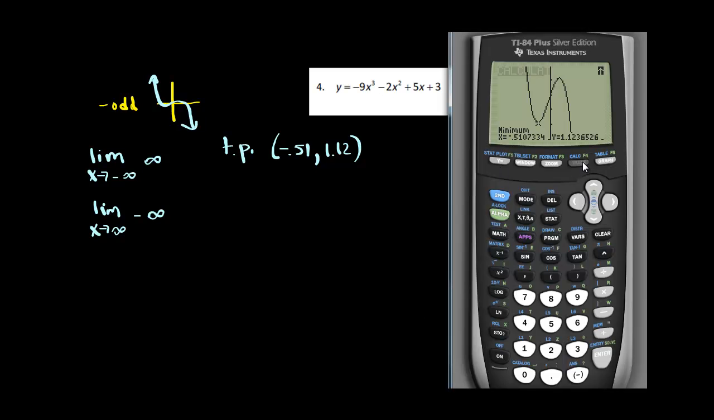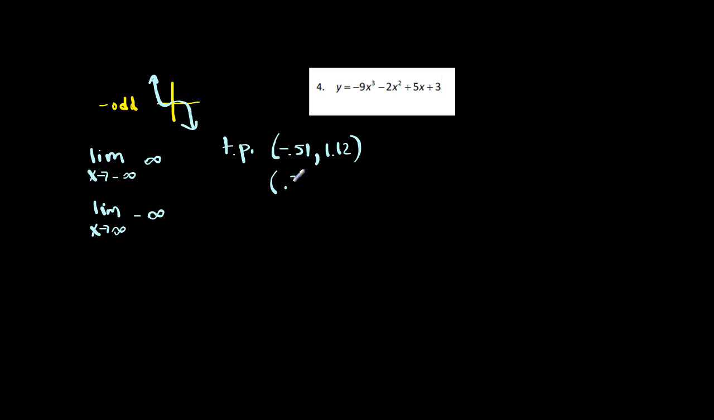Now let's do second trace 4. Let's move to the left of it, then to the right, and then guess. And then we're going to have 0.36, comma 4.12. So 0.36, comma 4.12.